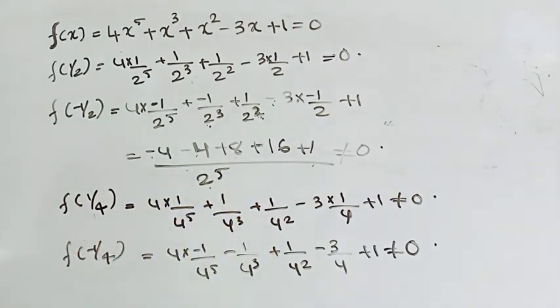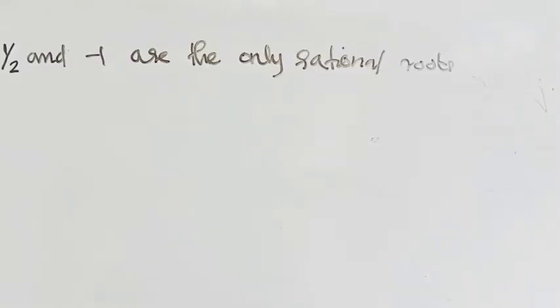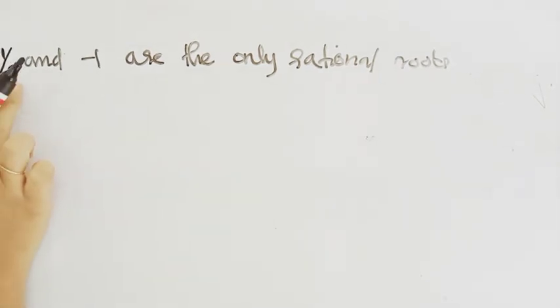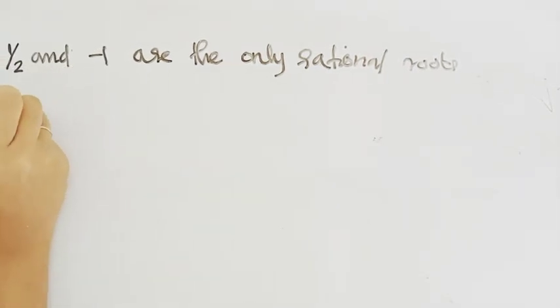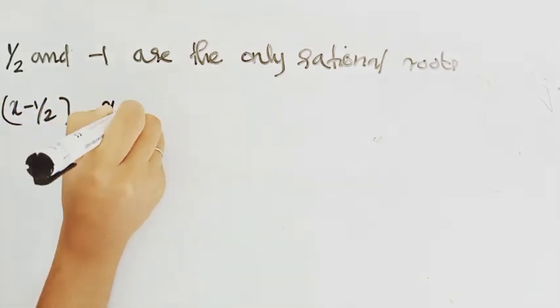Then f of 1 by 4 is not equal to 0. f of minus 1 by 4 is also not equal to 0. Here we have got that 1 by 2 and minus 1 are the only rational roots. To get more roots, we have to divide our f of x by x minus 1 by 2 and x plus 1. So the factors of the equation are x minus 1 by 2 and x plus 1.